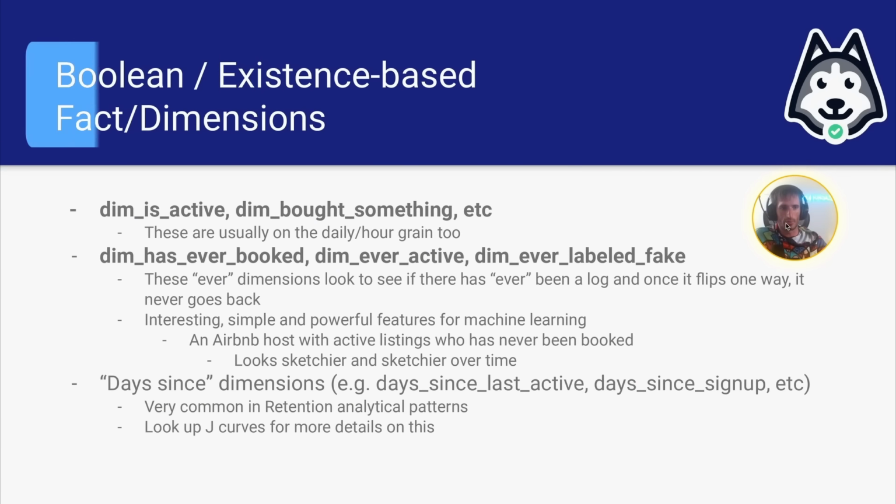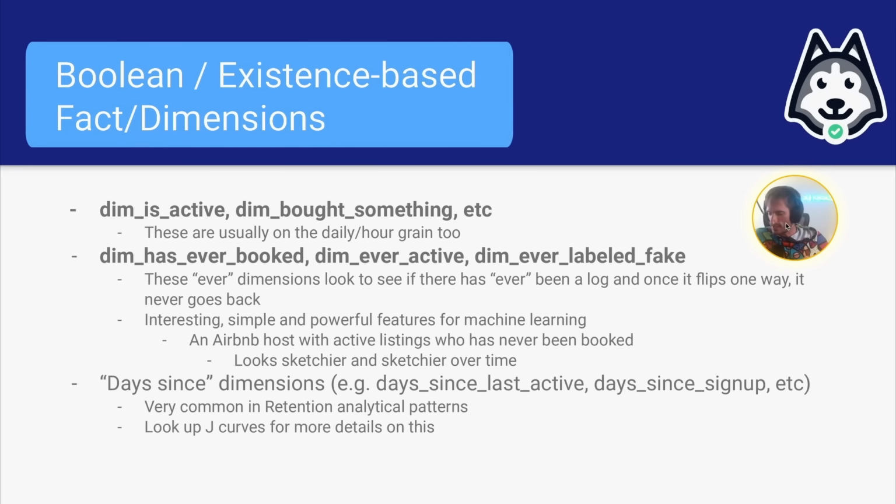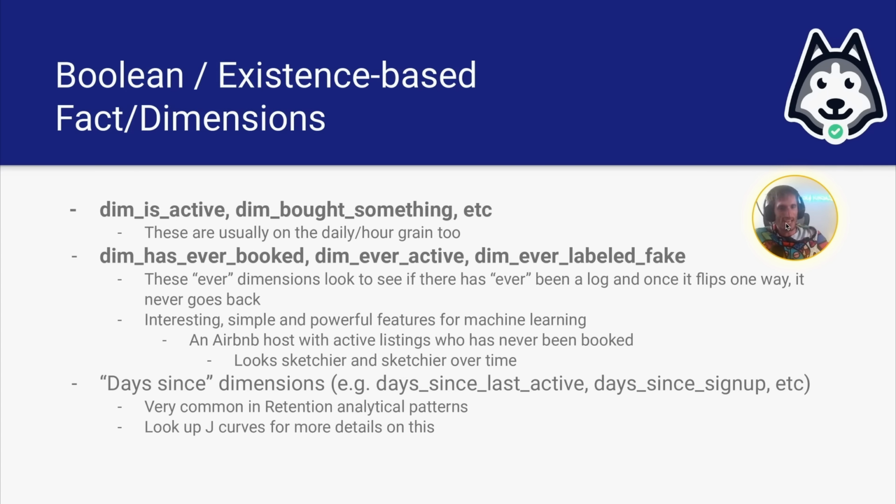Okay, let's talk a little more about dimensions that are based on facts. We talked about dim is active, right? That makes sense. You also have dim bought something. Maybe they ever bought something, right? If they're someone on the website, that's a dimension based on events. It means they have not zero events in their fact purchases table or whatever. It's a roll up.